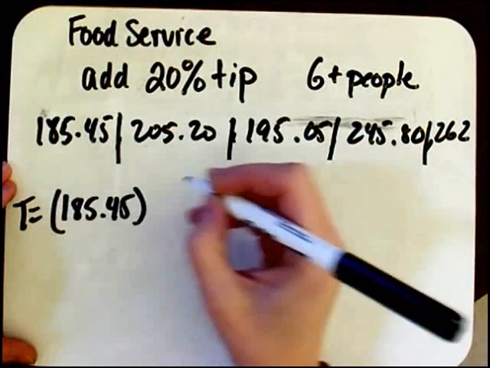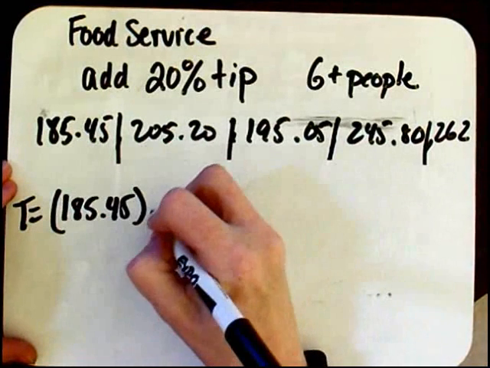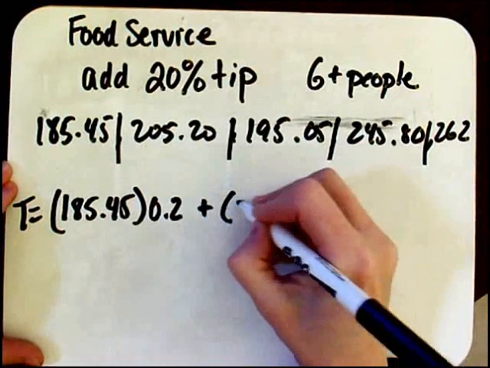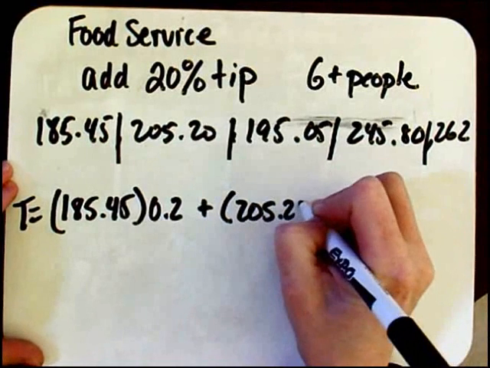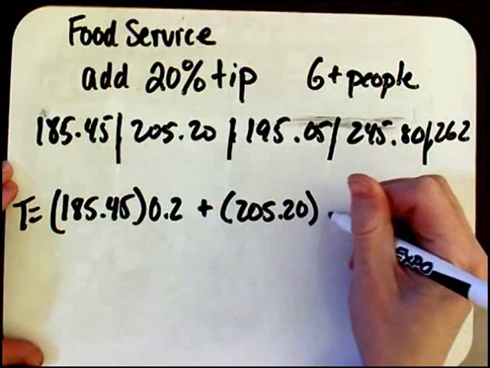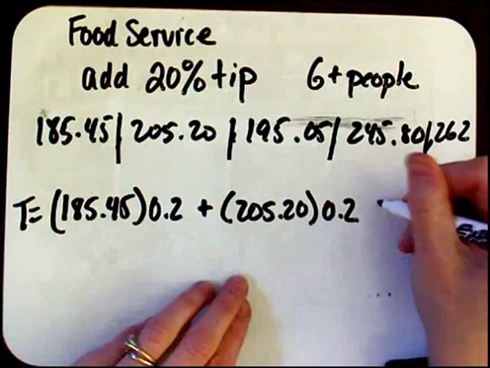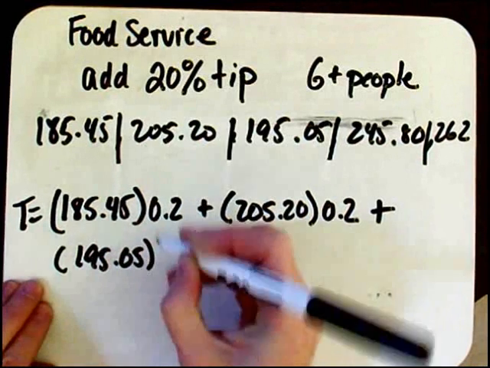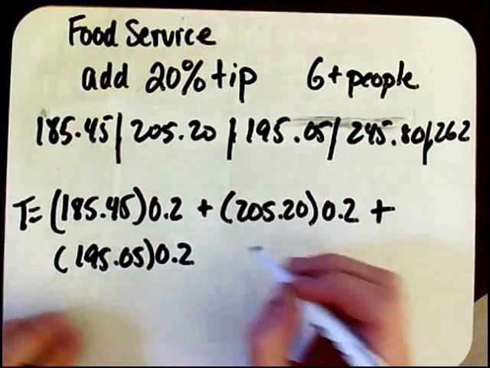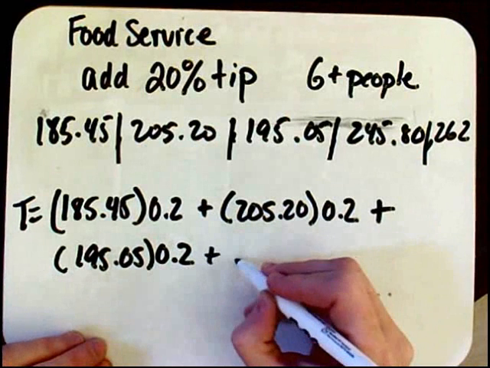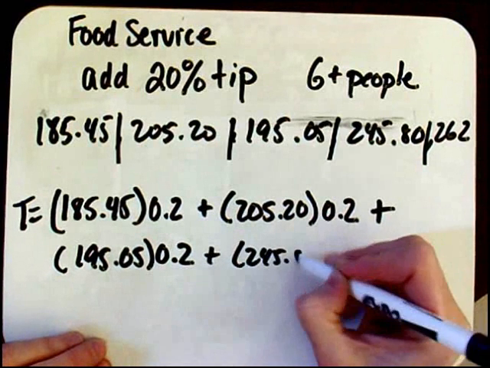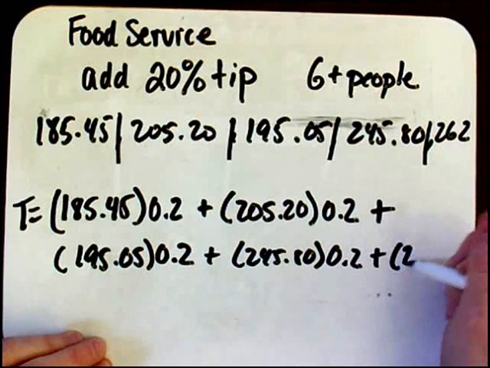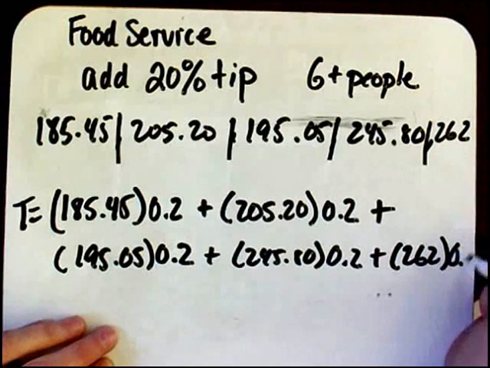185.45 times 0.2 plus, open parentheses, 205.20, close parentheses, times 0.2 plus, open parentheses, 195.05, close parentheses, times 0.2, plus, open 245.80, close, times 0.2, plus, open 262, close, times 0.2.